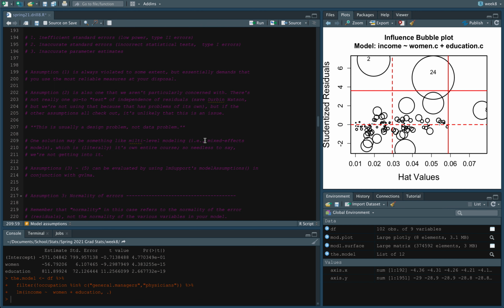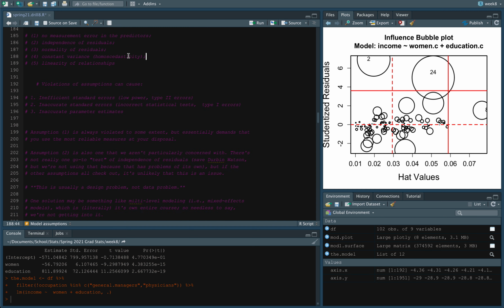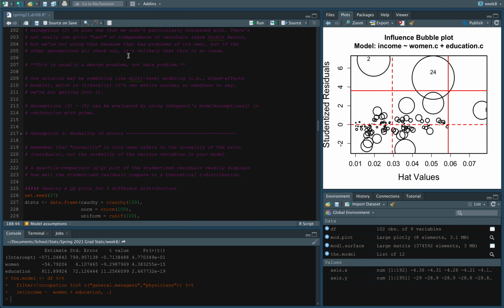If you have dependence in your data, one solution is something like multi-level modeling, the mixed effects models that we very, very lightly touched on in the context of repeated measures specifically. But that's a whole other course, so we're not going to get into it. Assumptions 3 through 5 are what we can test and look at with LM support, and that's what we're going to do. We're going to look at our normality, linearity, and homoscedasticity.